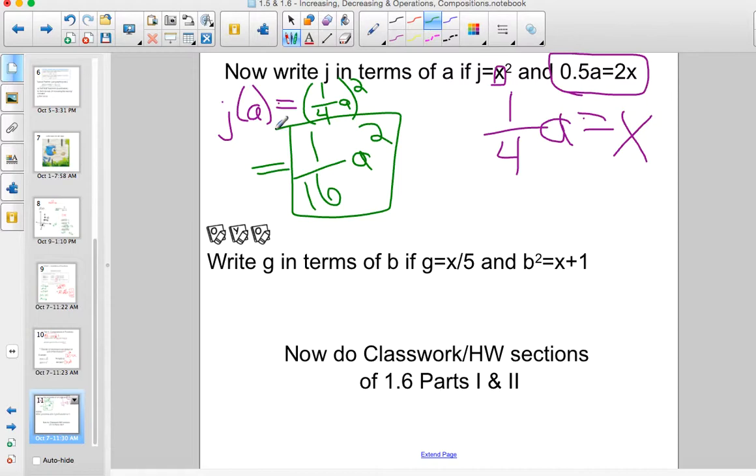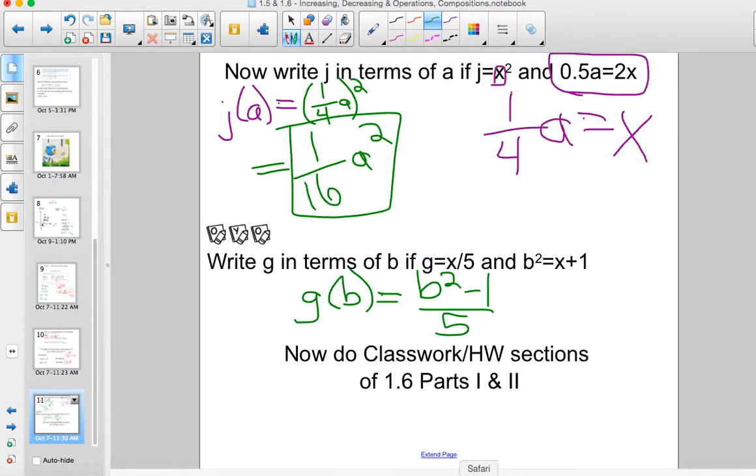All right, so for this one, you should have gotten g in terms of b is equal to b squared minus 1 over 5. Again, kind of the same thing. You'd want to try and get this x by itself. So you get b squared minus 1, plug it into this x. So now you have g in terms of b. There's no more x's, right?